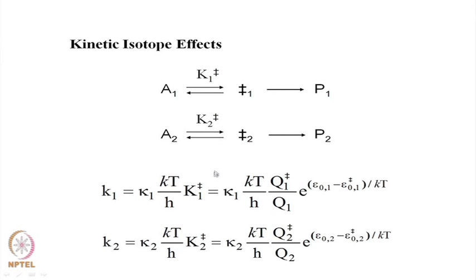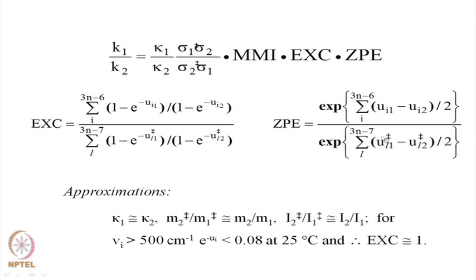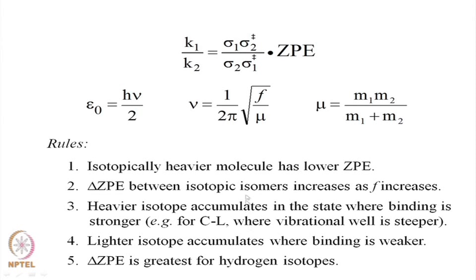So applying the absolute reaction rate theory, we arrived at this expression. Then we are making certain approximations, and based on those approximations, K1 by K2 is this sigma factor. Okay. So it is the symmetry number, and then it is the zero point energy, ZPE. So it depends on ZPE. Okay, so the difference in zero point energy, E0 is half h nu, and nu is 1 by 2 pi root over k by mu or f by mu, and mu is m1 m2 by m1 plus m2. Okay, so we have arrived at the expression for your kinetic isotope effect, that K1 by K2 is related to your zero point energy.